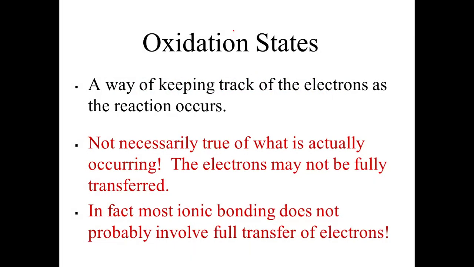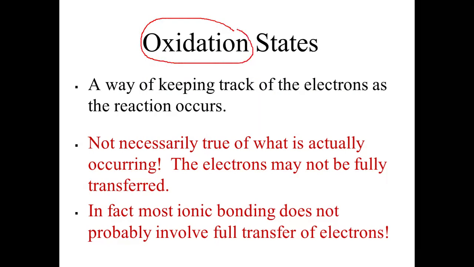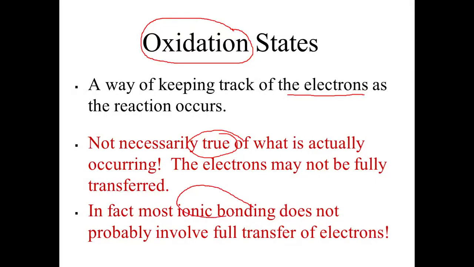So in order to be somewhat successful at your electrochemistry, you have to be able to assign oxidation states. This is a way of keeping track of electrons. You had this information way back in chapter 4, but you've probably long since forgotten. This isn't really true of what is actually happening with those electrons, but it is a way of keeping track of those electrons as they are gained and lost. It's a bookkeeping method. Many reactions do not fully, even in ionic bonding, transfer their electrons.